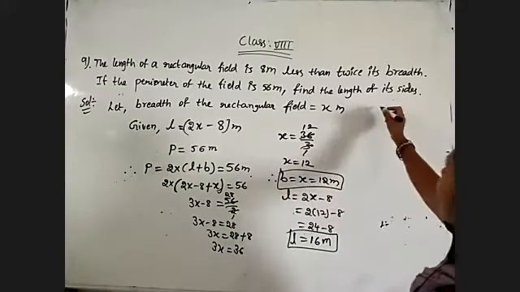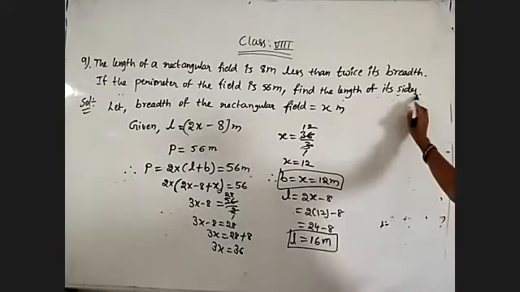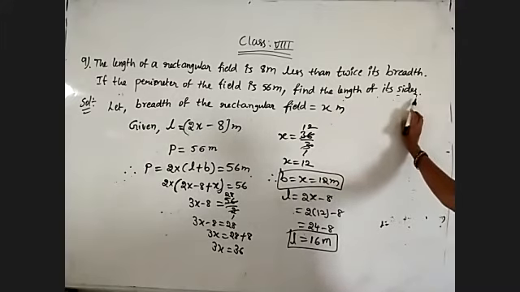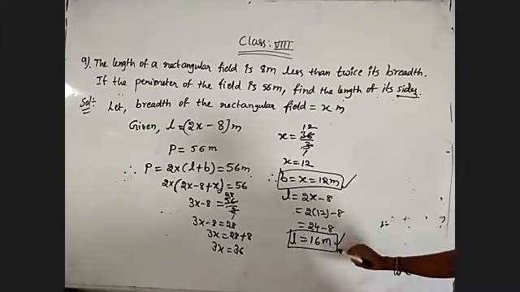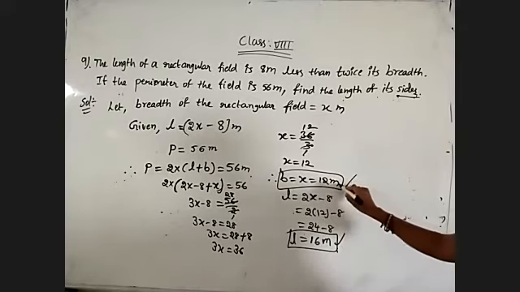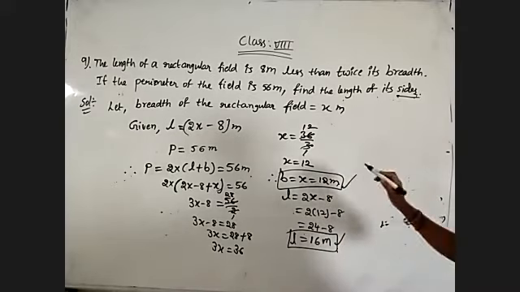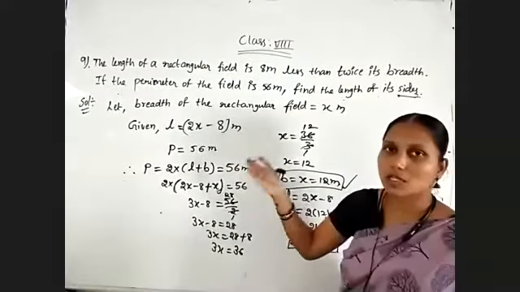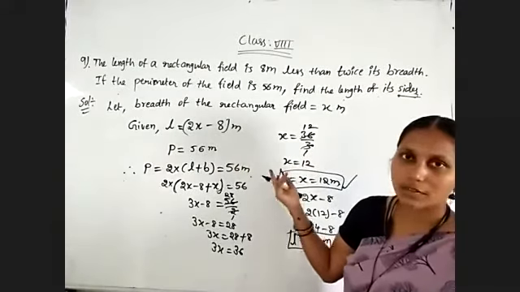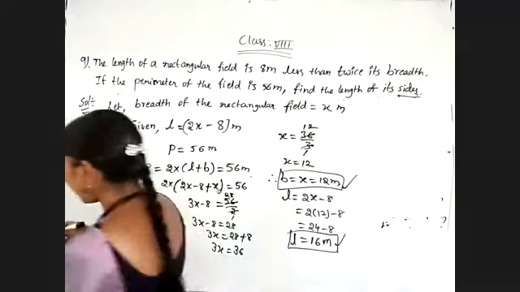So here we have found what they asked: the length of its sides. The sides of a rectangle are nothing but length and breadth. So the length of the rectangle is 16 meters and the breadth of the rectangle is 12 meters. So this is the way to solve this type of problem. The previous problem was also the same kind. Maybe you understand well now. Now coming to the next question.